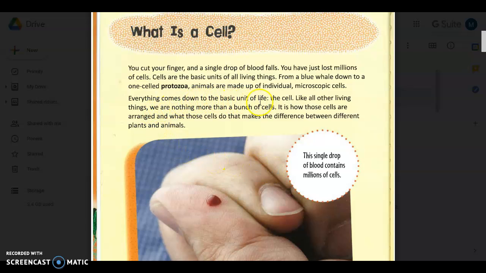Everything comes down to the basic unit of life, the cell. Like all other living things, we are nothing more than a bunch of cells. It is how those cells are arranged and what those cells do that makes the difference between different plants and animals.